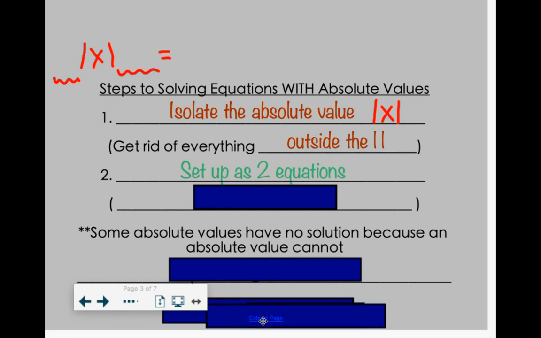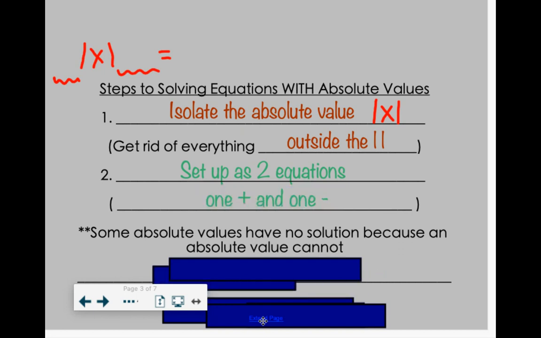Then you're going to set up your two equations, like the x equals 3 and the x equals negative 3, except for some of them are going to need to be solved afterwards, and that's what we're going to talk about tomorrow. When you do those two equations, remember that one should be positive and one should be negative. Because an absolute value can go to the left or to the right.